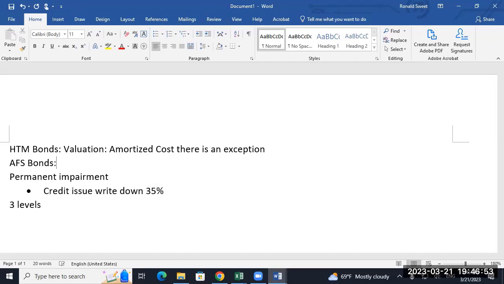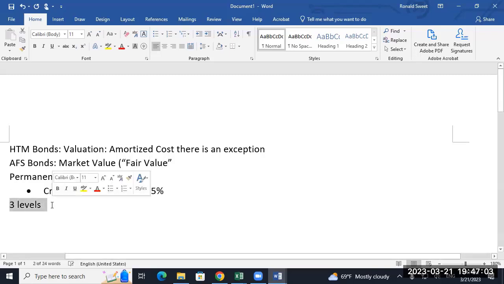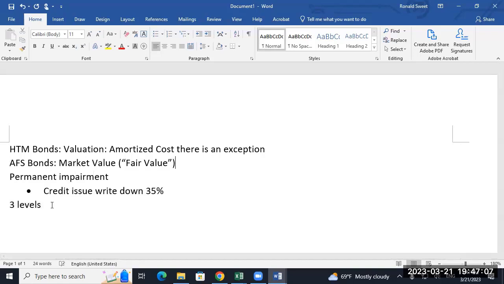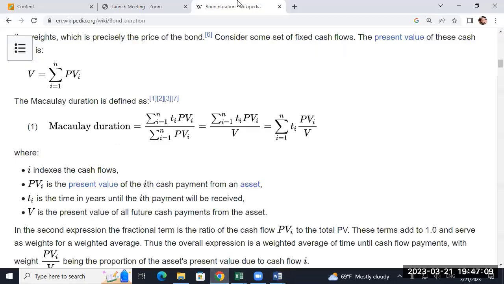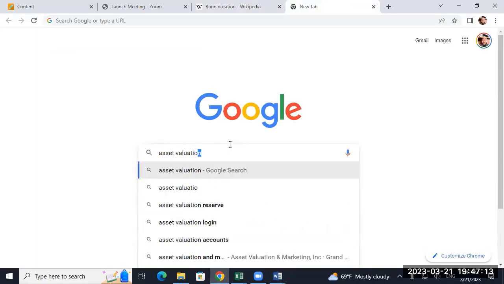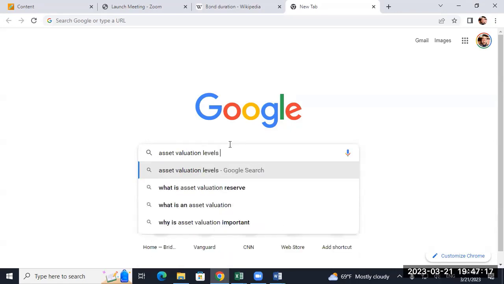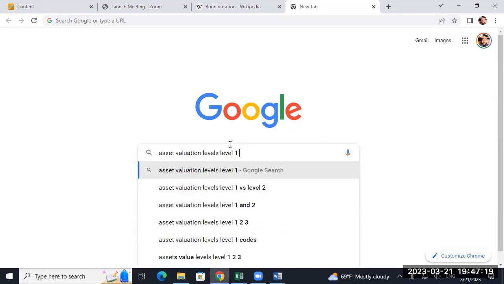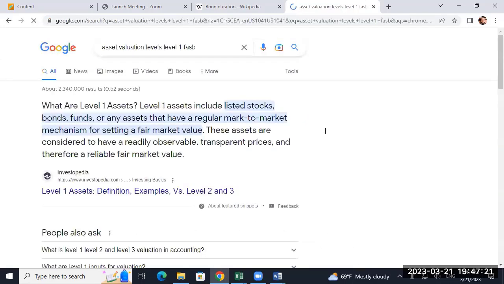Available for sale bonds are just at market value, or fair value, and that's where the three levels come in. So, if I were you, I'd be reading these. I can't remember what FASB numbers they are. Asset valuation levels. Level 1. FASB, let's see if we can find it.